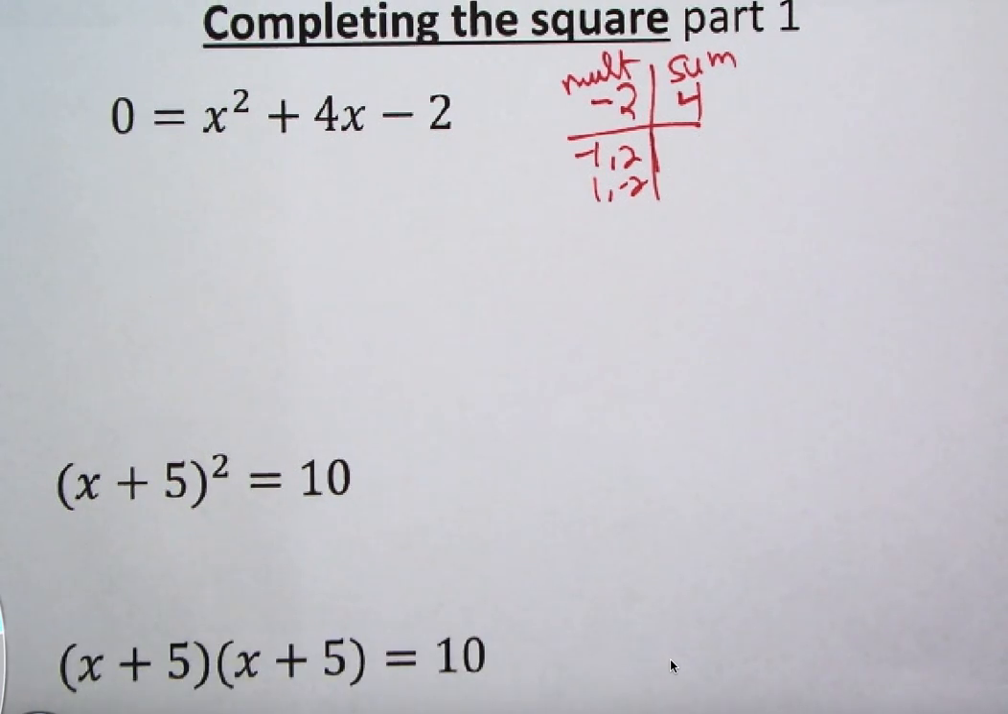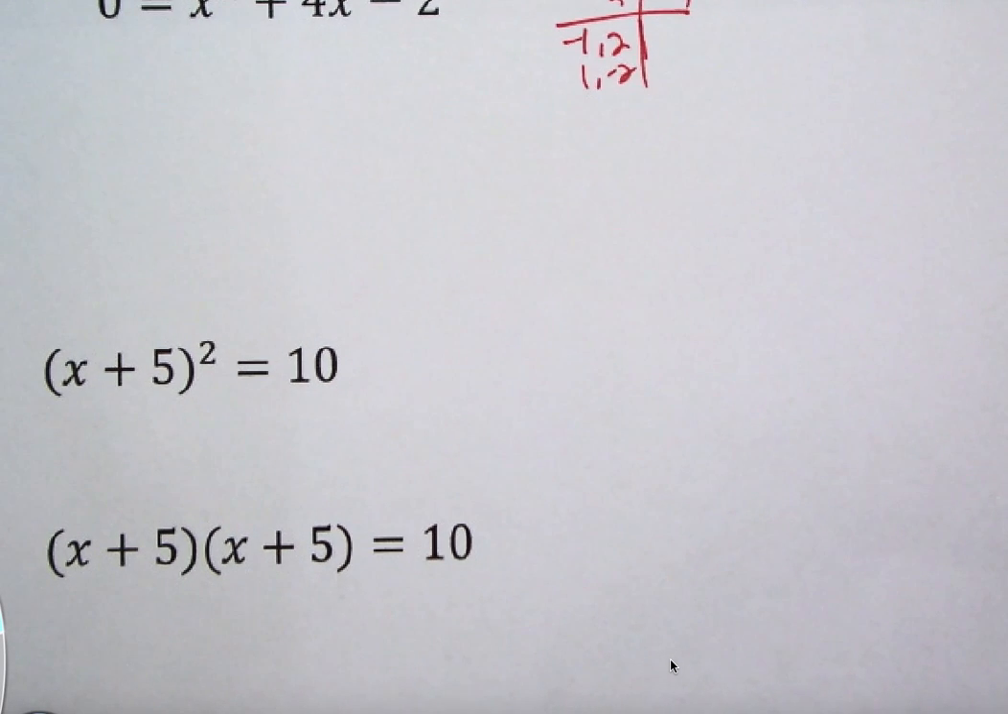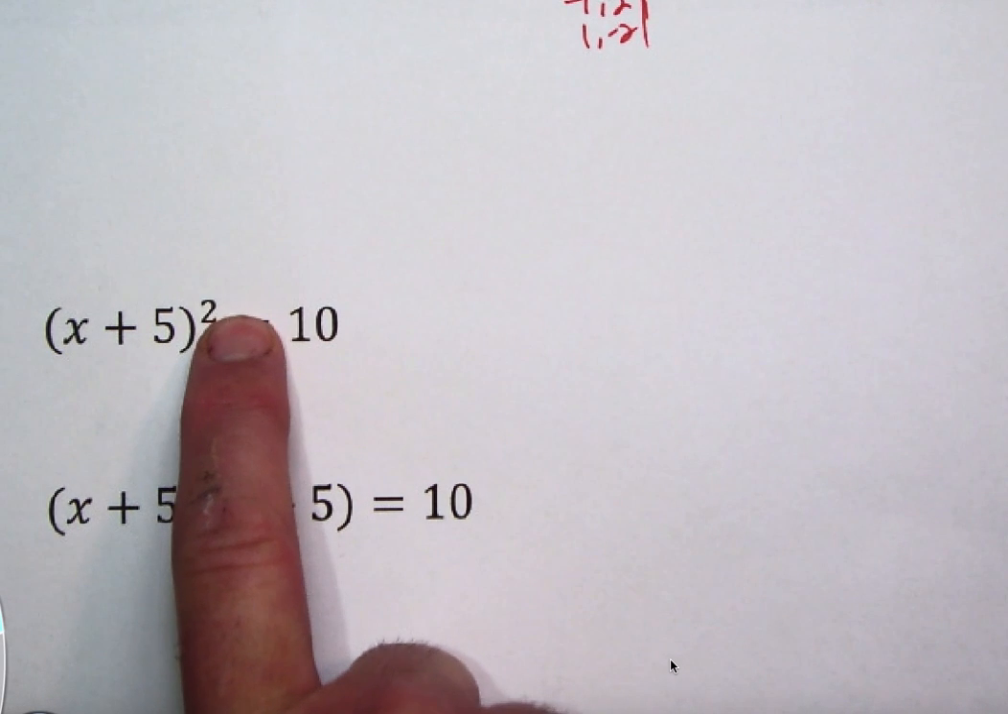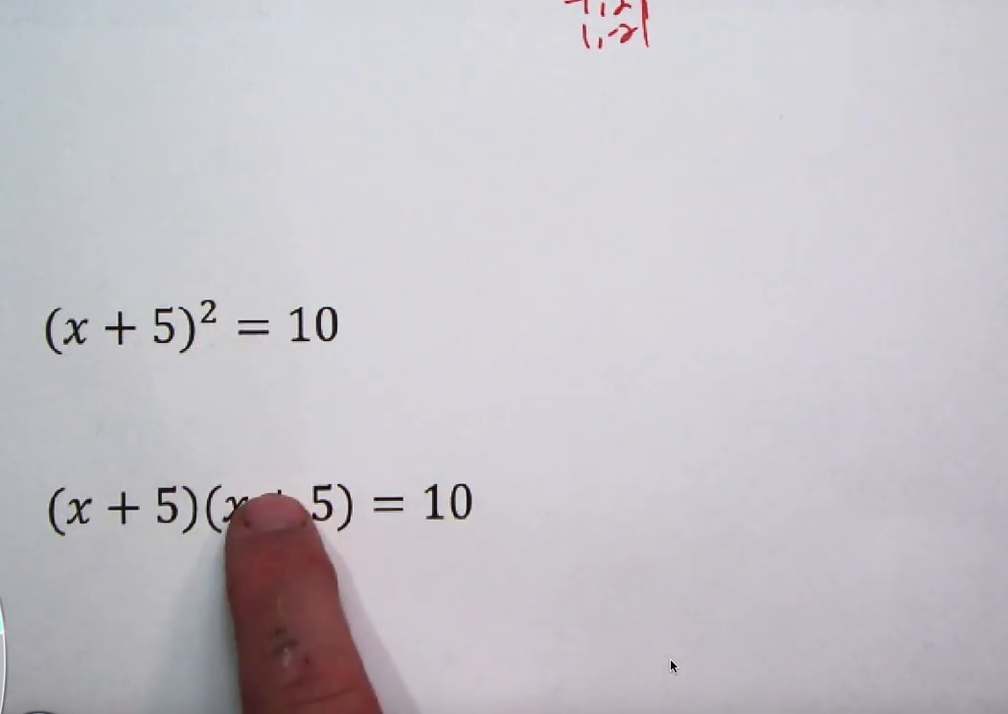Well, the idea of completing the square means maybe asking where this came from, right? A reminder that x plus 5 squared is x plus 5 times x plus 5, right?